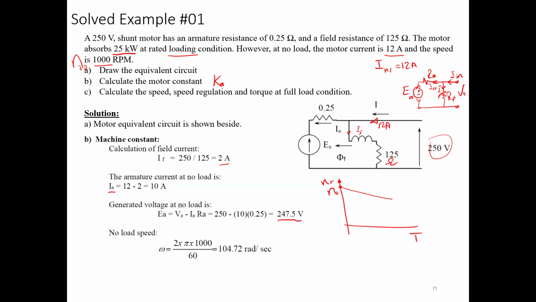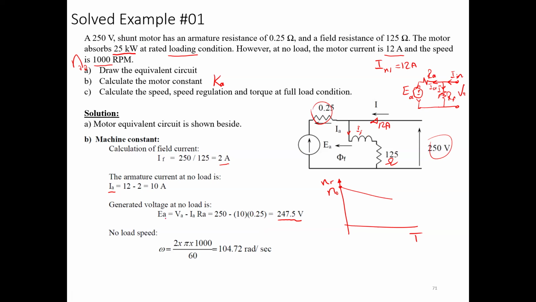In some cases, guys, if the data are not given for the no load, we can assume that the voltage across the armature resistance is neglected. And we can say that the induced voltage is approximately equal to the supply volt, the 250 volt. So this is acceptable if the data is not given in the problem.